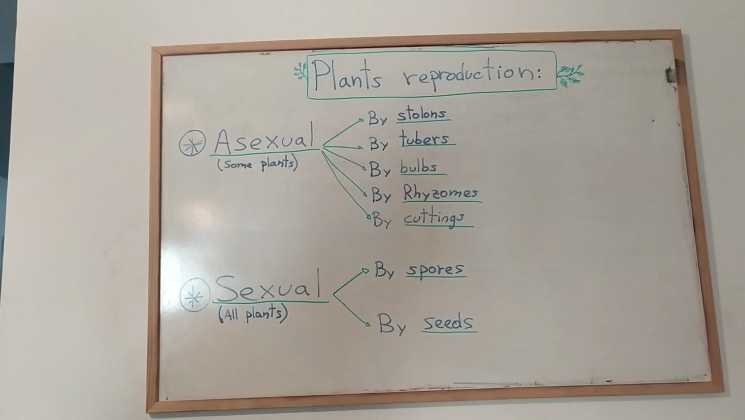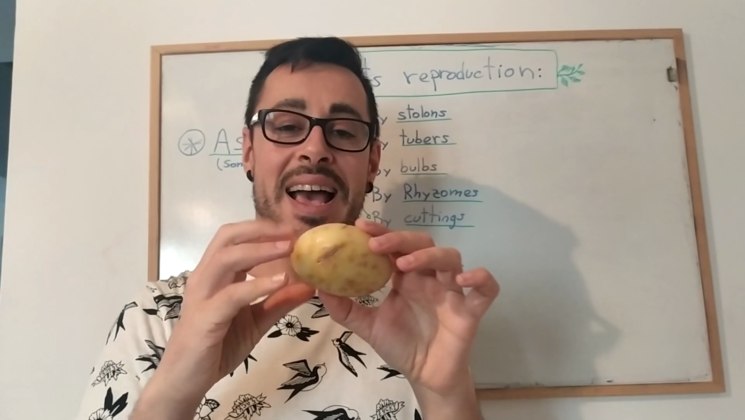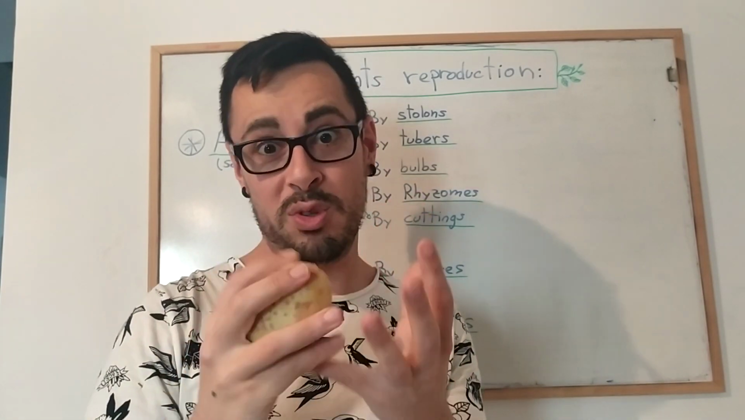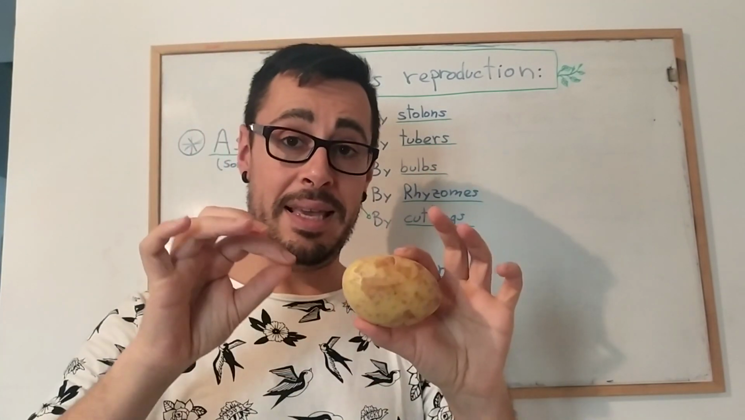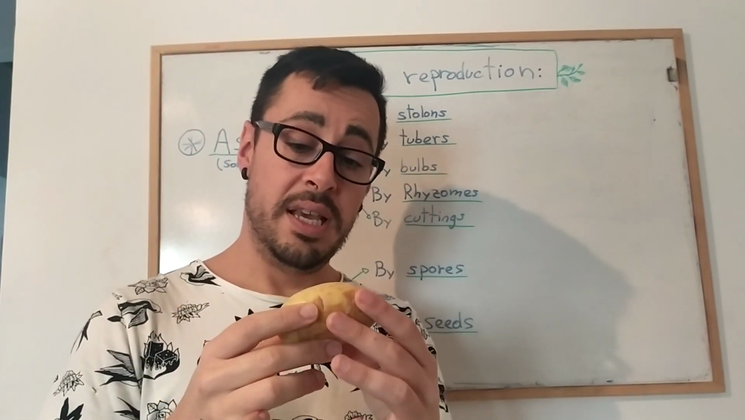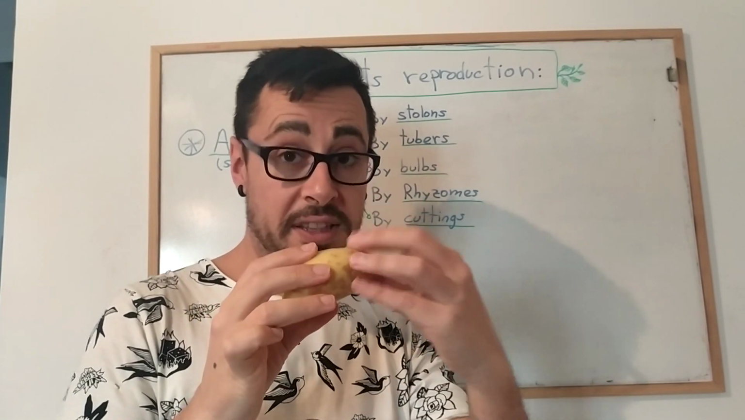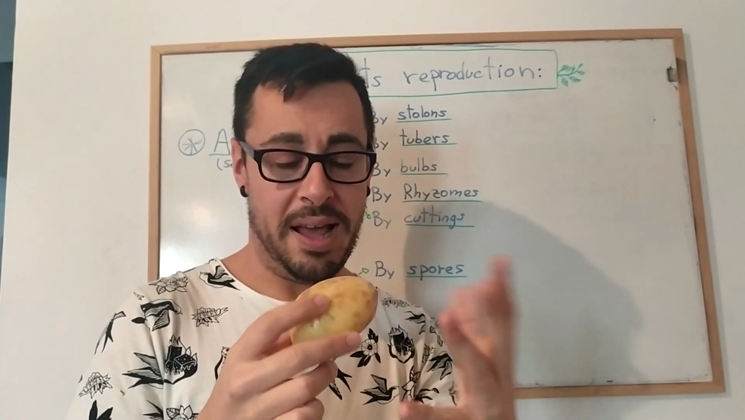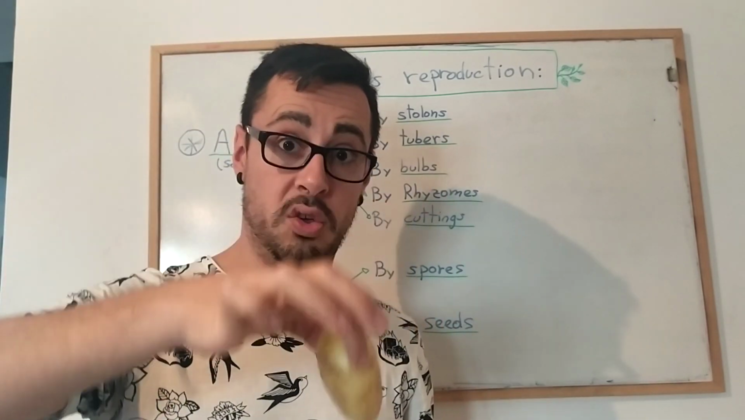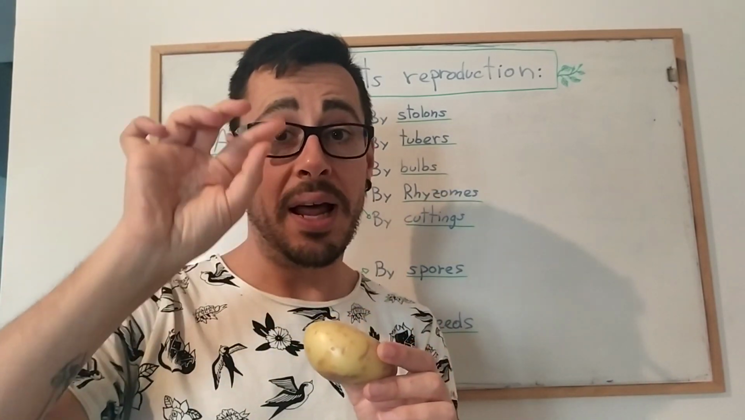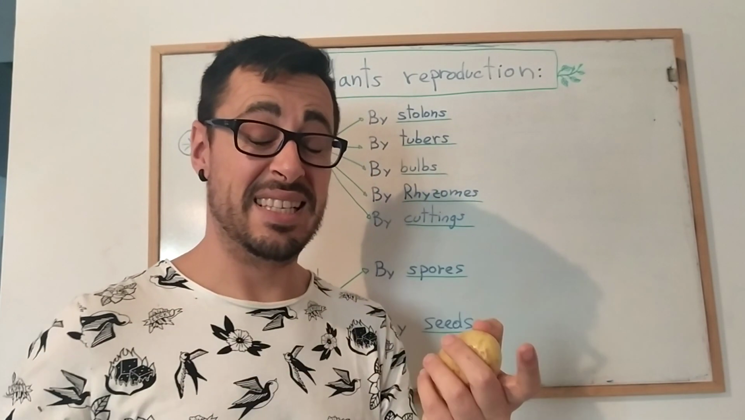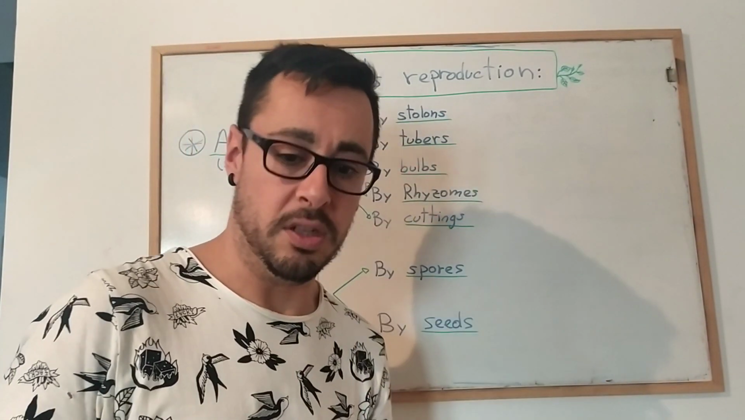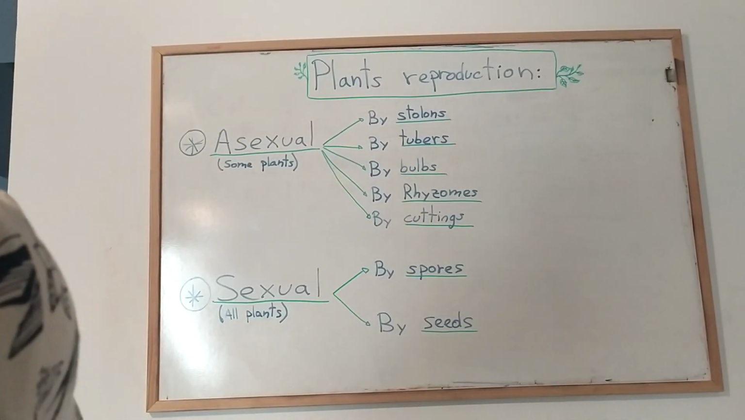Then we have tubers. What is a tuber? This. A tuber is a big root, okay? The plant produces roots, and in its roots can grow the tubers, and from the tubers can grow another plant, okay? If I plant this in the soil, a new plant is going to be created. This plant, this potato, is going to be just the same as the previous potato, the mother plant, okay?